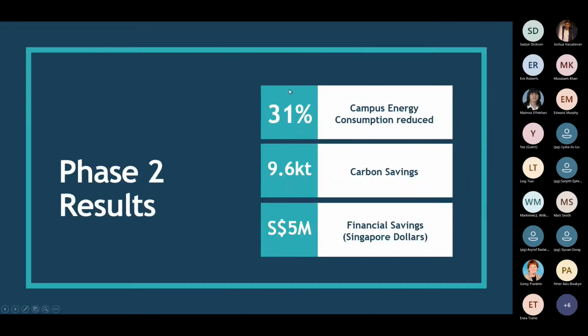So by doing that, the savings jumped up from 10% to 31%. The carbon emissions savings went up as well, and that 5 million Singapore dollars translates to about £2.5 million worth of savings.